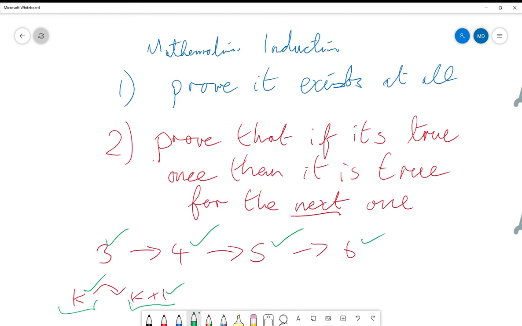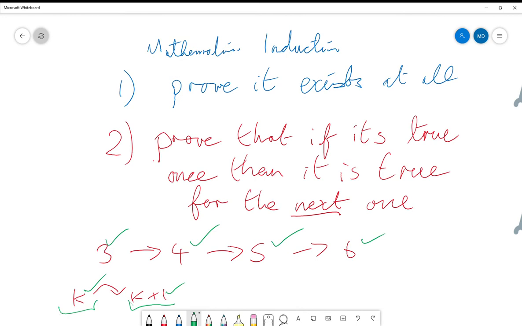And these are the robots reproducing. Each robot makes the next one. Or in this case, each fact makes the next fact, makes it true for the next number. And that is mathematical induction in its essence. The very key thing, prove that it's true once, anywhere, and then prove that if it's true for one, it's true for the next one.